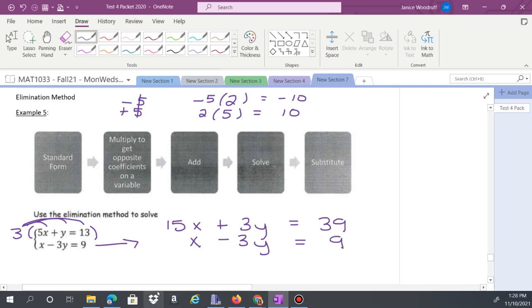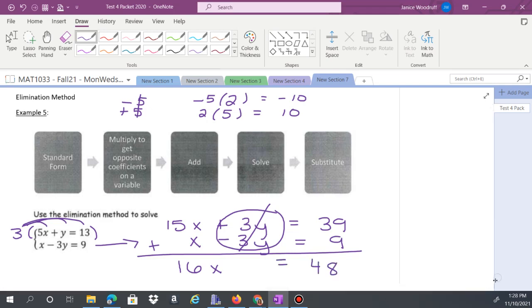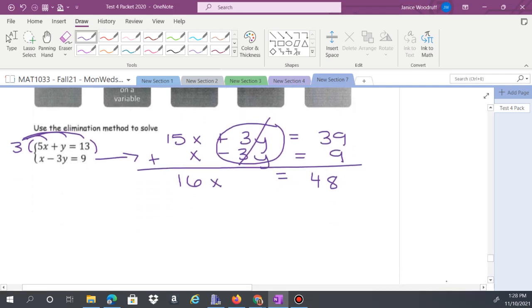And you line them up on top of each other like that. Then you add them. So 15x plus 1x is 16x. 3y minus 3y, gone. 39 plus 9 is 48. And you just get this equation here. 16x equals 48. And then we solve. So we divide both sides by 16. And 48 divided by 16 is what? 3. So you get your x.